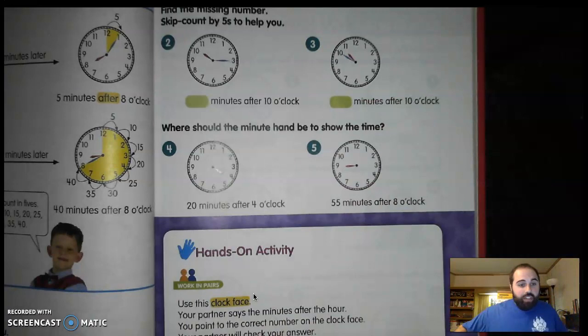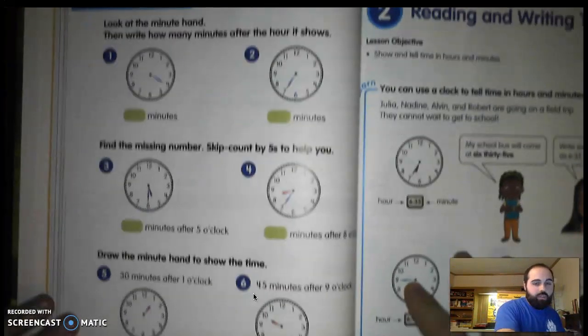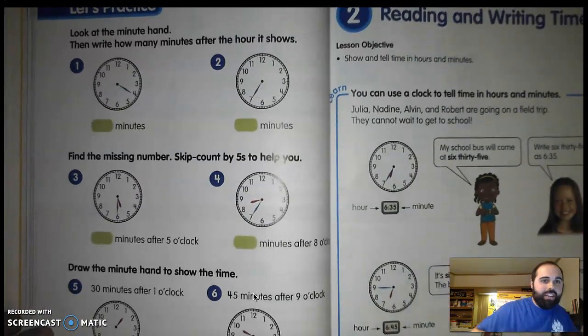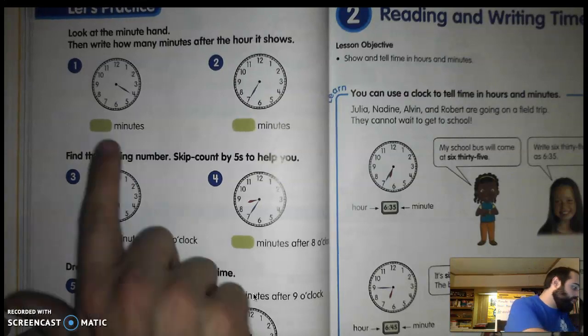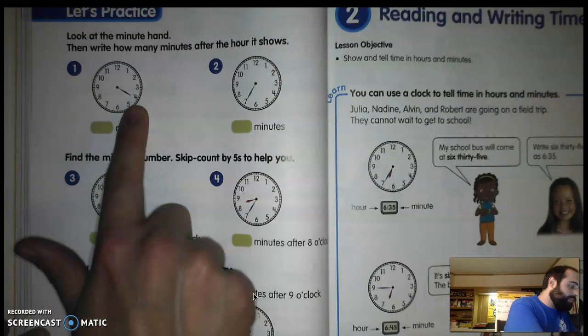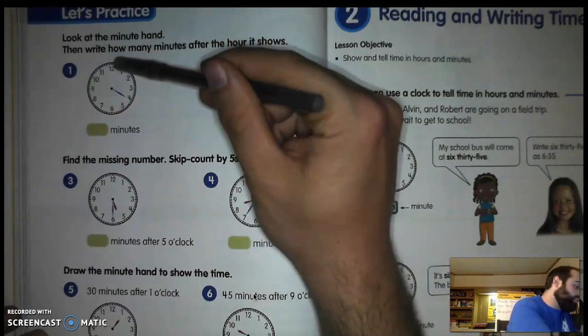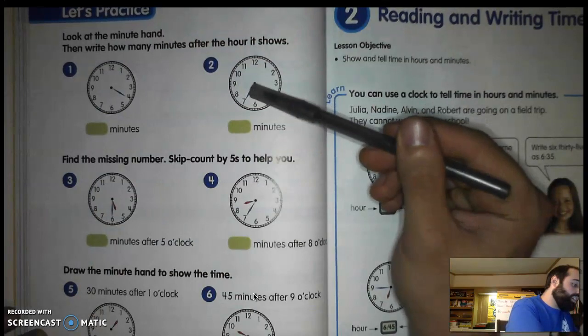All right, let's take a quick peek at the next page. I'll read out the questions for you. This is what you're going to be doing for work today. Look at the minute hand, then write how many minutes after the hour it shows. So this one, how many minutes are we at? You're going to have to count, starting at the 12, by your fives. You'll get to your minutes. This one as well.